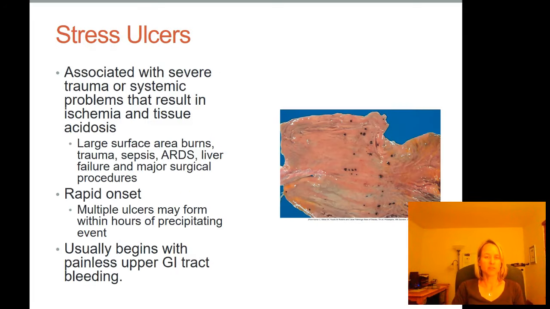Stress ulcers are associated with severe trauma or systemic problems that cause ischemia and tissue acidosis. This includes things such as large surface area burns or trauma, sepsis, ARDS, liver failure, and some major surgical procedures. There's a rapid onset, so we get multiple ulcers that form within a few hours of the initiating event. Usually, it begins with painless upper GI tract bleeding.